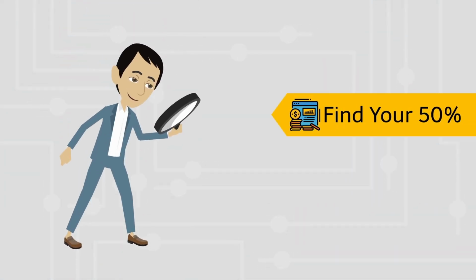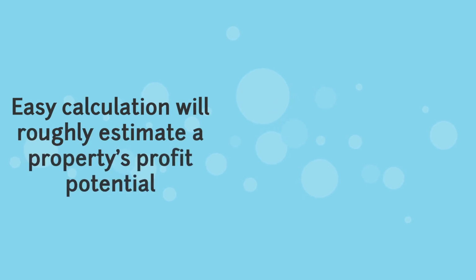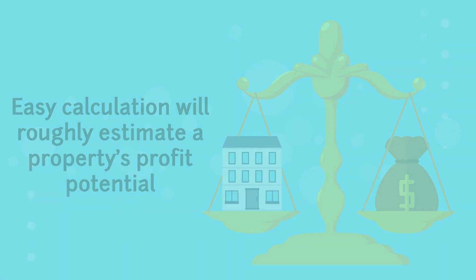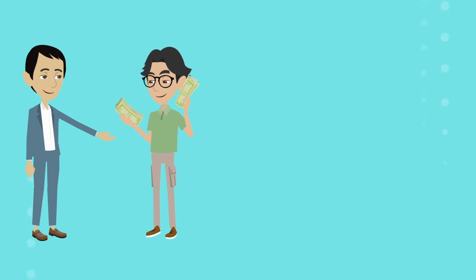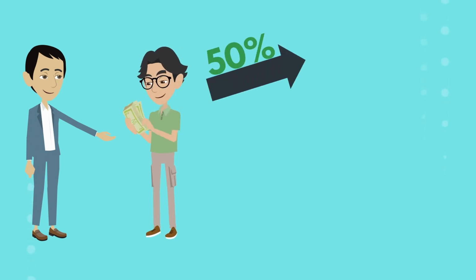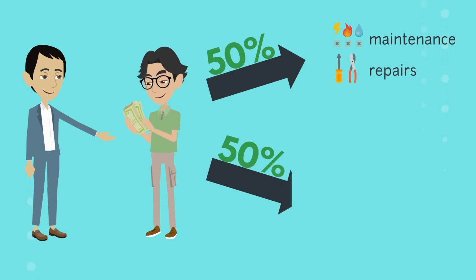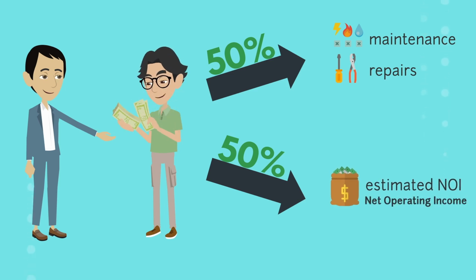The first thing any investor should do when presented with an investment opportunity is to find their 50%. This easy calculation will roughly estimate a property's potential profit and help an investor decide whether or not a deal is worth pursuing. Here's what that means. As an investor, you'll receive rent payments from your tenants, but you should always expect to spend 50% of that income on maintenance and repairs. The 50% of what's left will be your estimated NOI, or net operating income.